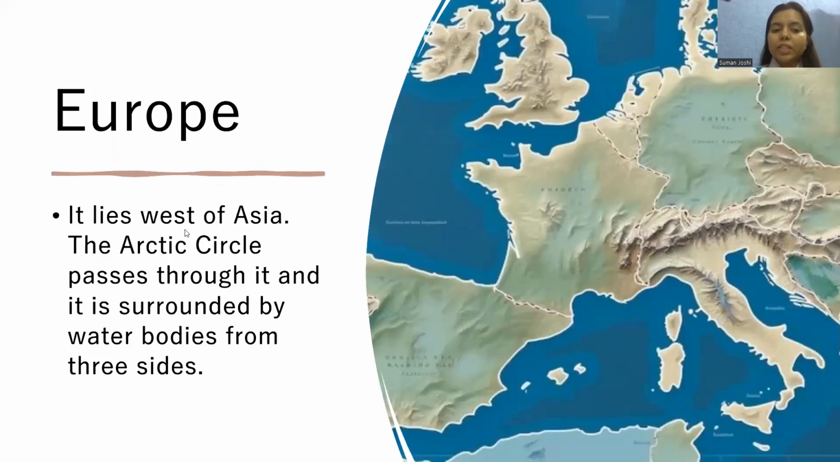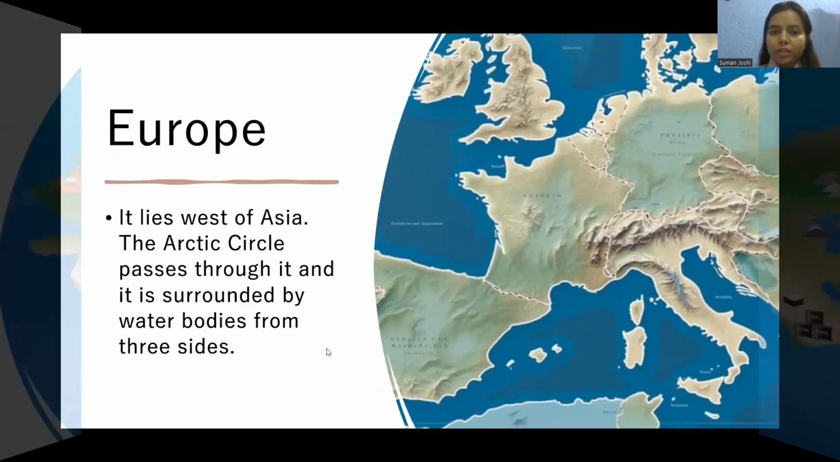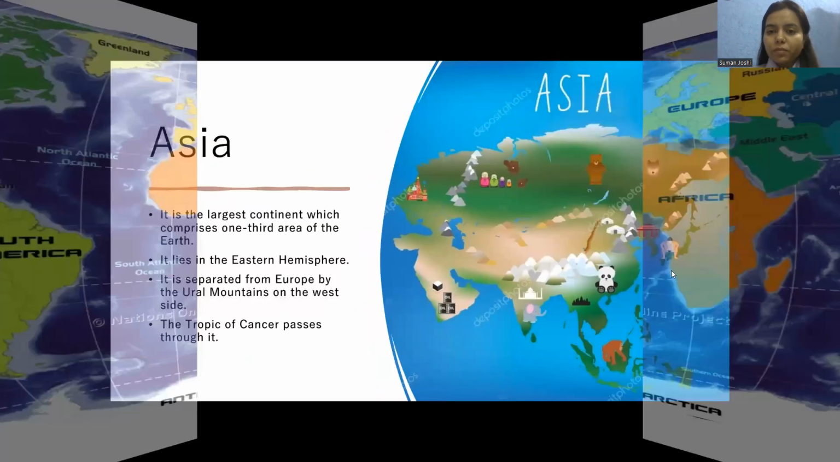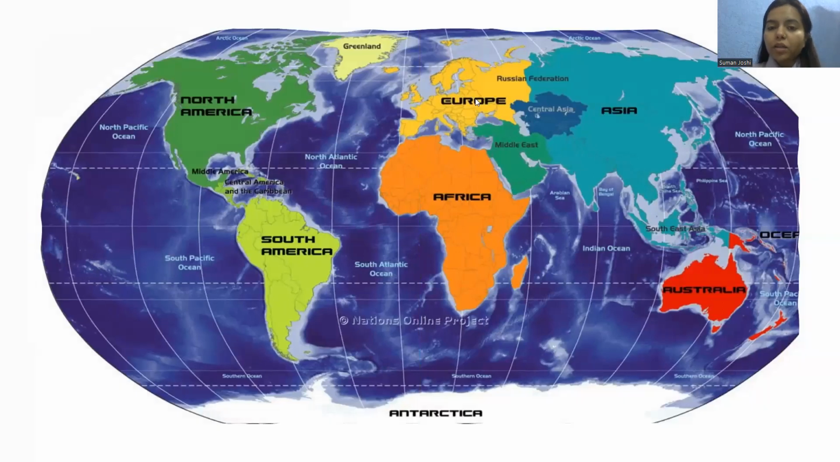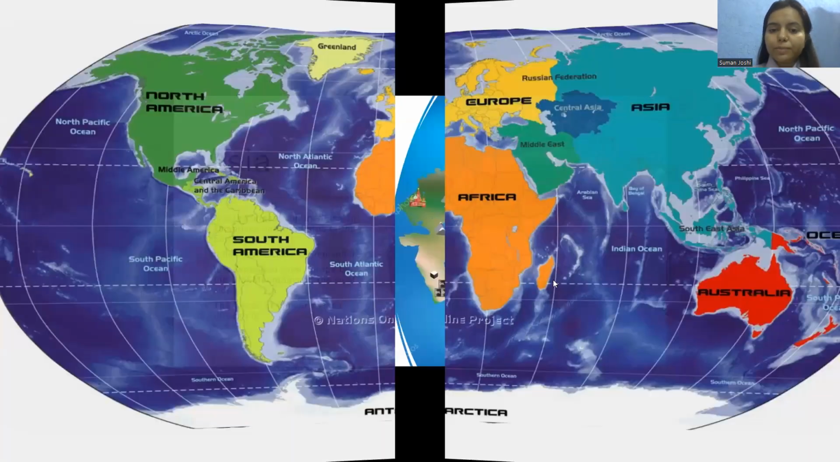Next is Europe. It lies on the west of Asia. The Arctic Circle passes through it and it's surrounded by water bodies on three sides. Now again we can see this. This is Europe and it is surrounded by water on three sides: one, two and three. Okay.